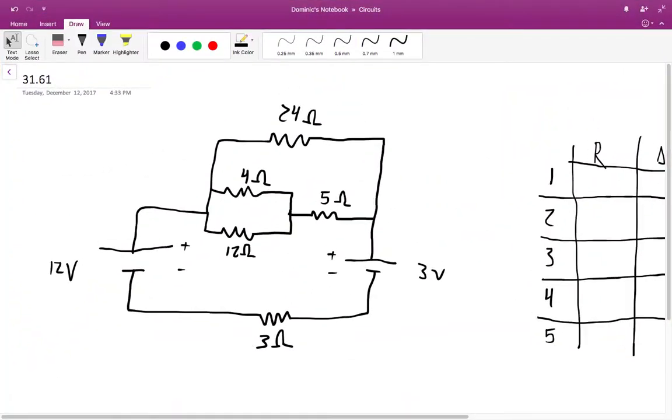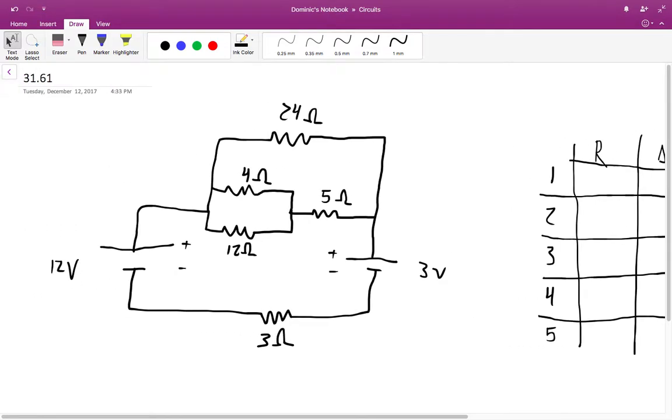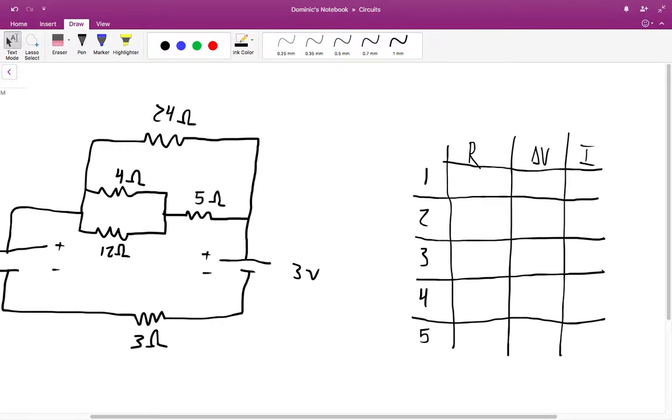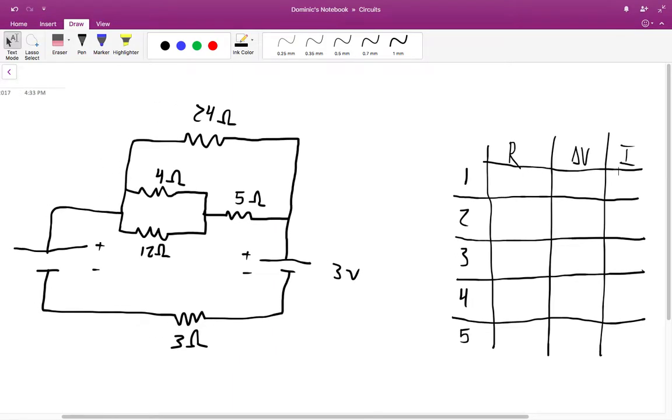Okay, so here we have a circuit and we want to find the voltage and the current through each one of these resistors. And we are asked to put all of our information in a table like the one that I have here to the right of our circuit. So a couple of things I like to do to start this problem is, one, I like to define which number resistor each one of these resistors is, and so I'm just going to label these.